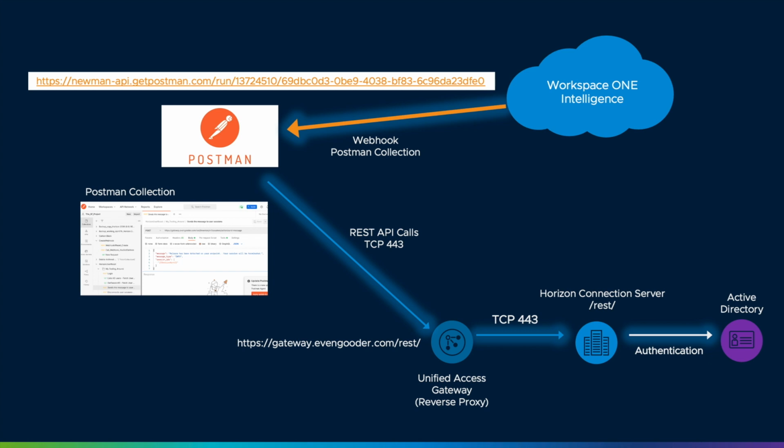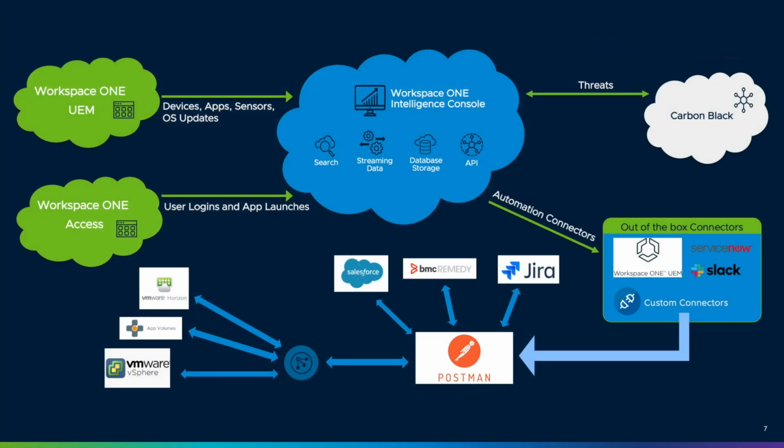Now, I'm very excited about this solution because Horizon is near and dear to my heart. But these adaptations to Intelligence custom connectors could apply to a wide range of solutions. It spans far beyond Horizon. Any REST API that you want to integrate with Intelligence that requires more sophisticated REST API calls could benefit from the use of Postman webhooks.